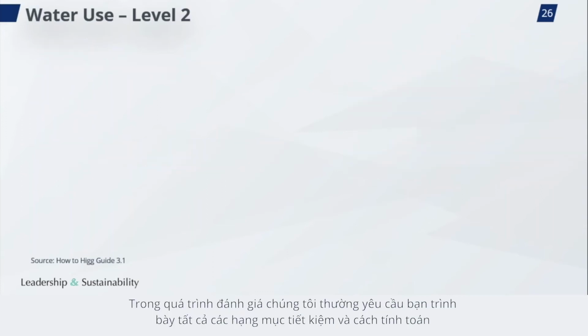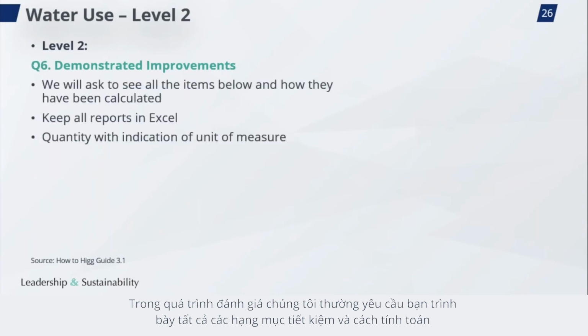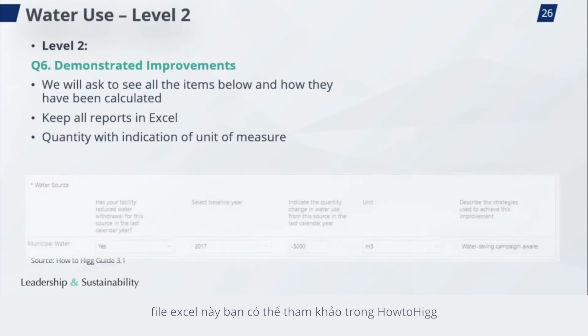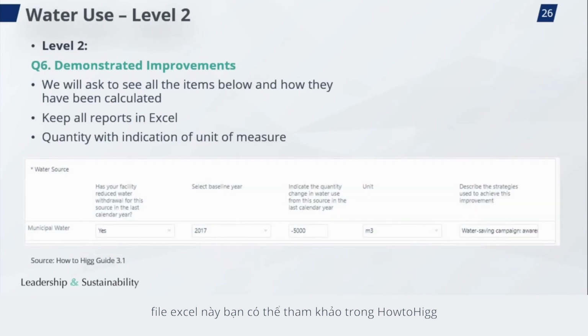And here, during the verification, we will ask to see all the items and also see how you have calculated. It's a good idea to keep all reports and all quantitative data in Excel, year by year. You could keep the same Excel table and use several different tabs. And you can also see here an example of what it would look like in the tool online.